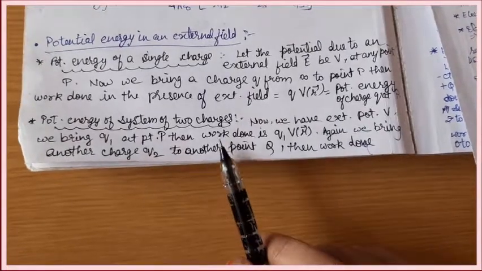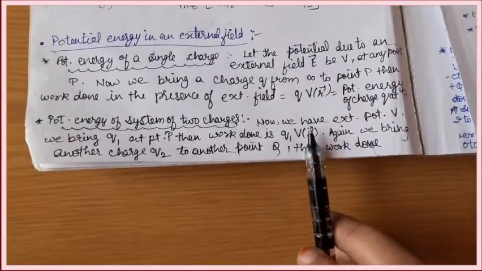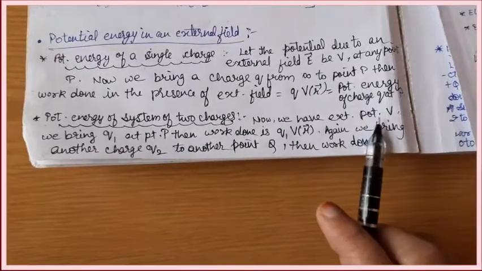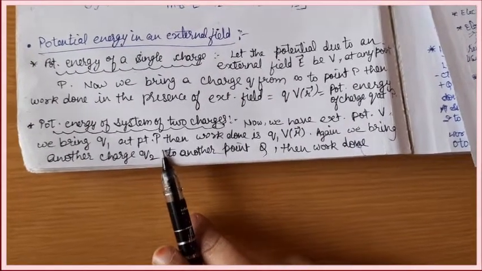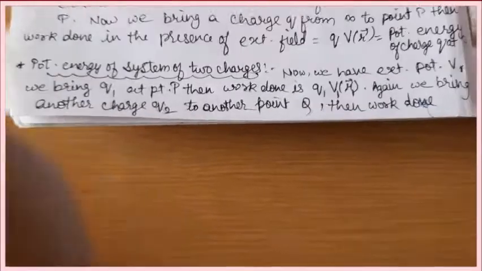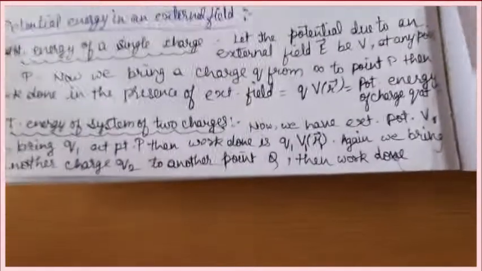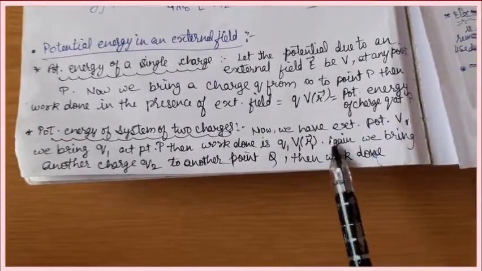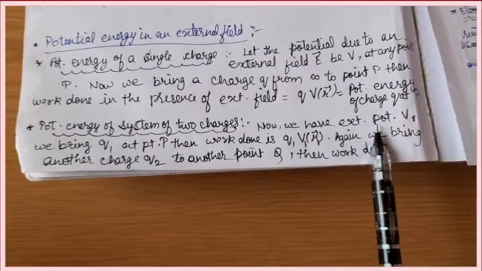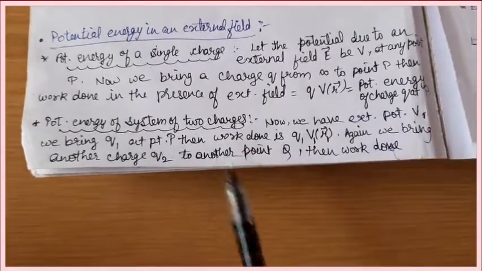Now what happens if we have a system of two charges? That means we want to establish a system of two charges. In this case, again we have the external potential V at point P. So here we are taking a condition where we have 2 points P and Q.